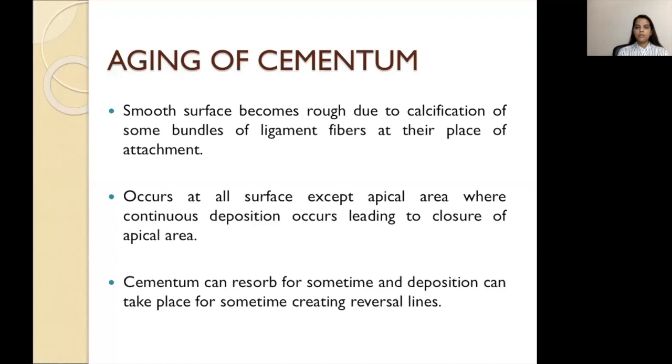Aging of cementum. Smooth surface becomes rough due to calcification of small bundles of ligament fibers at their place of attachment. It occurs at all surfaces except the apical area, where continuous deposition occurs, leading to closure of the apical area. So cementum can resorb for some time and deposition can take place for some time, creating reversal lines. So that is all for your lecture. Thank you.